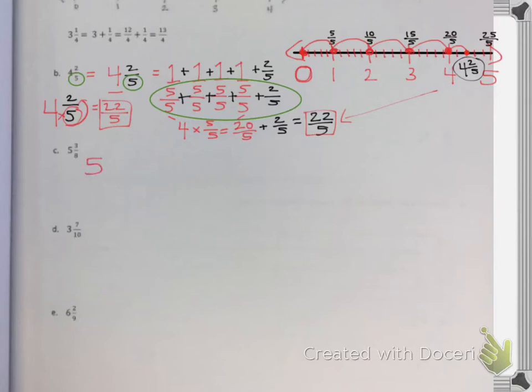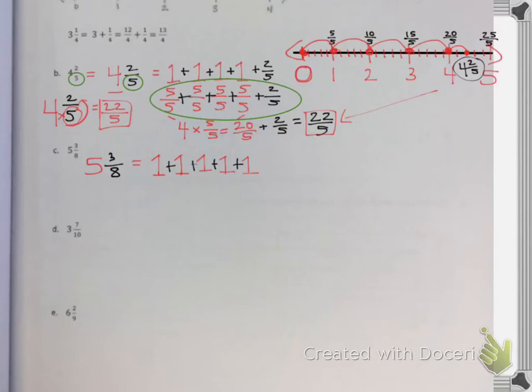5 whole and 3/8. All right, so here I am going to break this into whole numbers again. So 1 whole, 1 whole, 1 whole, 1 whole, and 1 whole. Okay, perfect.